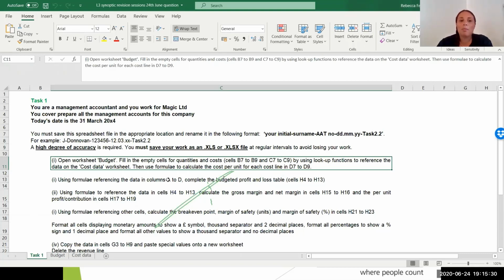So this week, we're a management accountant. We work for Magic Limited and we do the management accounts for this company. It's the 31st of March, X4, not hugely important for this question, but sometimes it is. And you've got some instructions there as to how you save the file. That obviously you will follow on your spreadsheet when you're doing your exam and follow what the AAT requirements are.